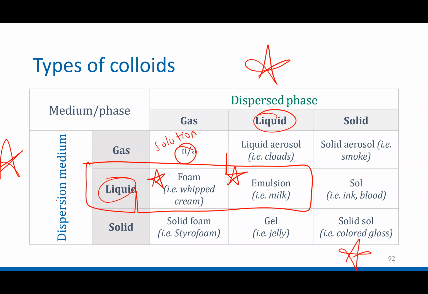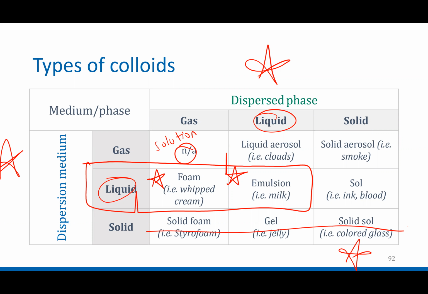A sol is when you have a solid dispersed in a liquid phase. Pen ink is one of those. The medium in the pen ink is a liquid and the color is a solid, so that would be called a sol, S-O-L. All right, and the last part of this table is solids. When you have a gas mixed with a solid, you might get something like a solid foam, like styrofoam. These aren't as important.